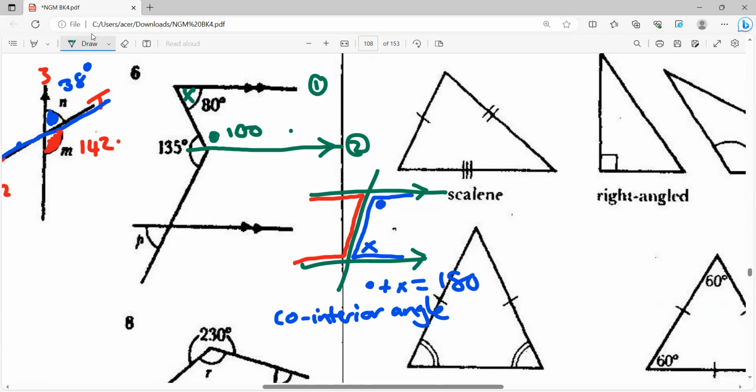When we focus on the parallel lines 1 and 2. So 80 plus the green dot must give you 180. So the green dot is 180 minus 80. That is where I got the 100 degrees. Okay. Now, let's move on to the last part.